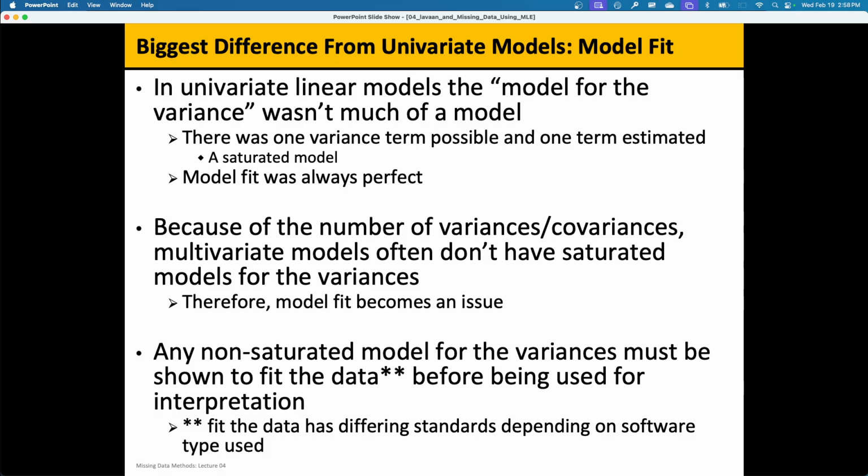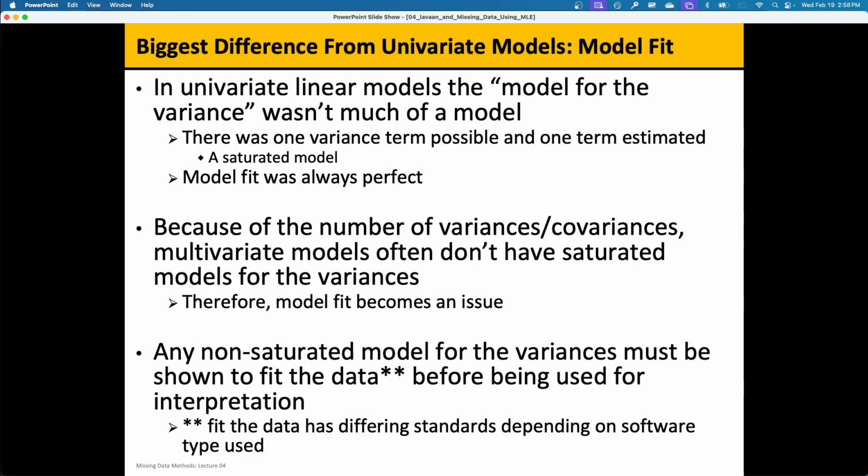The biggest difference from univariate models is model fit. In univariate linear models, there really wasn't a model for the variance because there wasn't much of a model. Sigma squared error was all you got, because in the normal distribution, that's all that went there, right? And that means so long as you put a parameter there, it was estimated perfectly. Model fit was perfect. You don't have to worry about this.